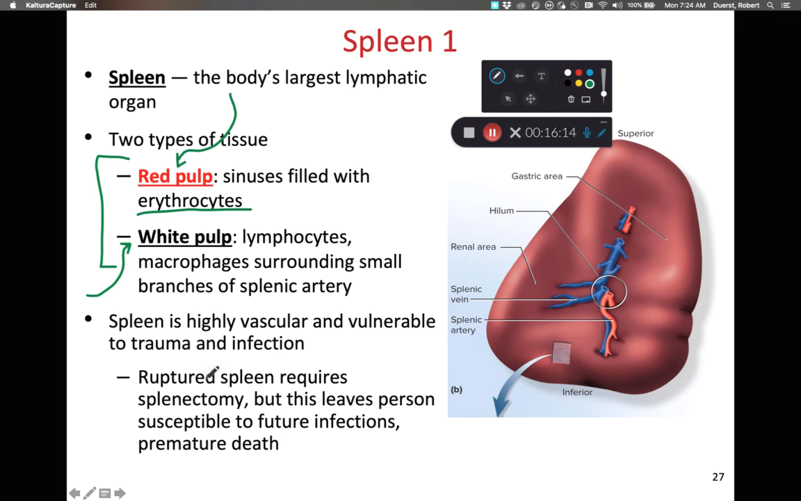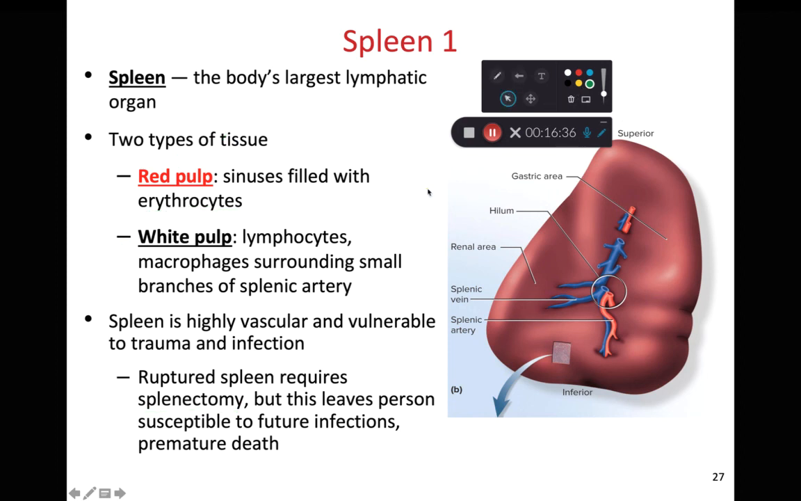If the spleen is ruptured, we typically need to cut it out right away, a splenectomy. The problem with a splenectomy is that we no longer have that reserve of white blood cells, or the reserve of erythrocytes, that we store in the spleen. So individuals who have had a splenectomy are going to be immunocompromised after having that surgery done.